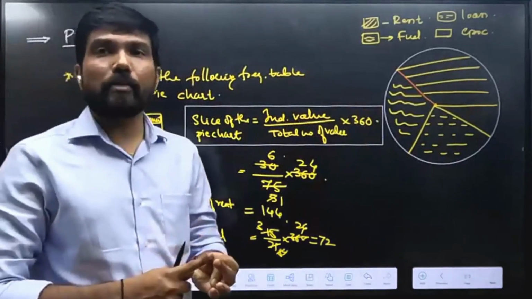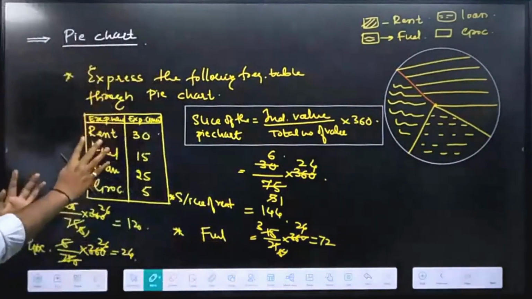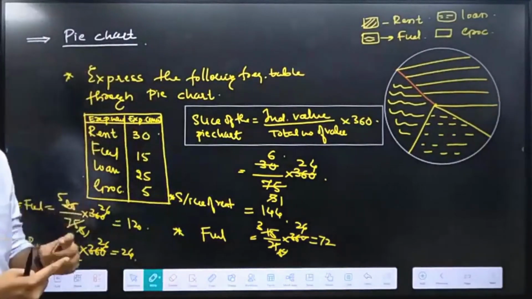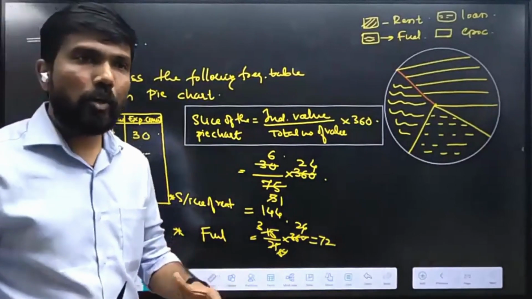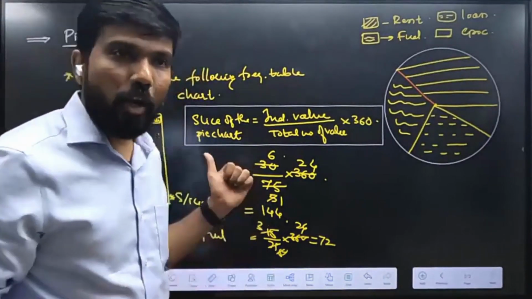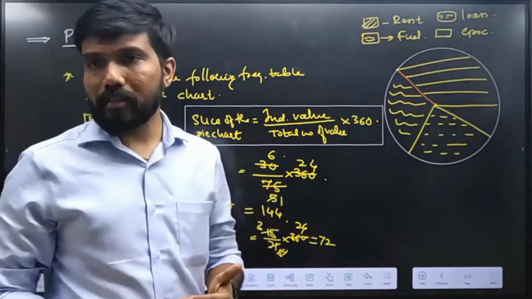The second point is, if you observe the example they have given, whatever data they are talking about, what sort of data have they given to us? Fuel, expenditures, are they nominal data? Yes, they are nominal data.